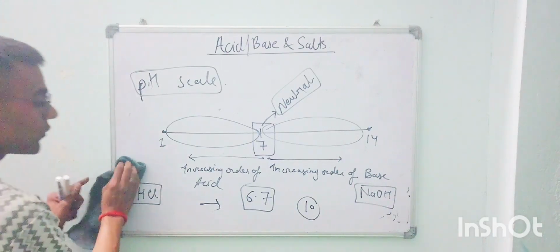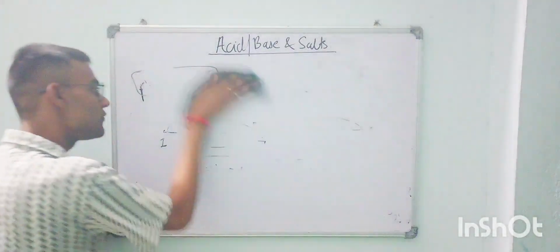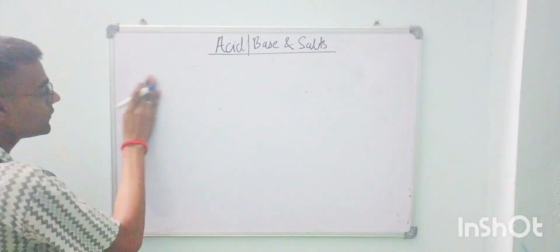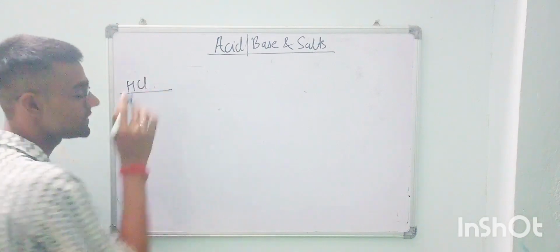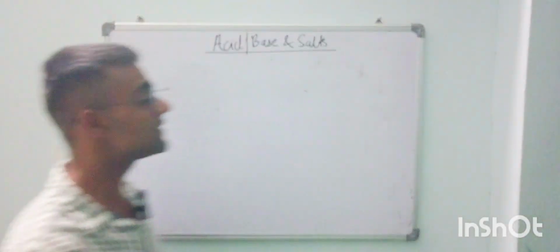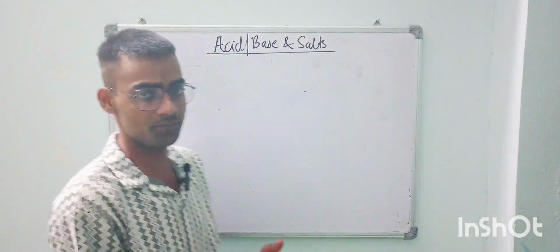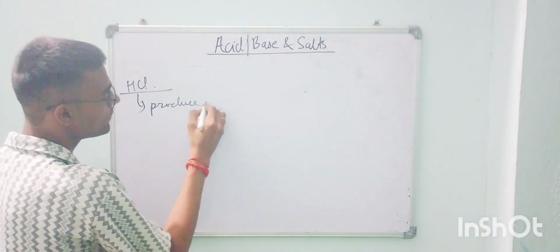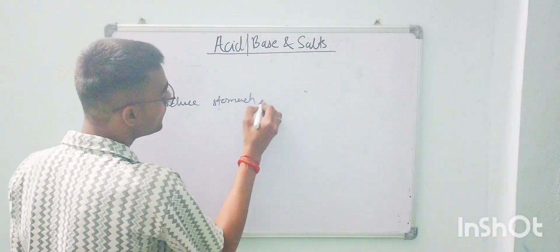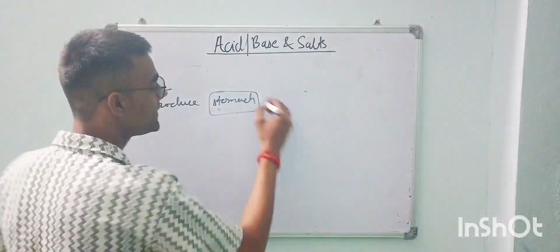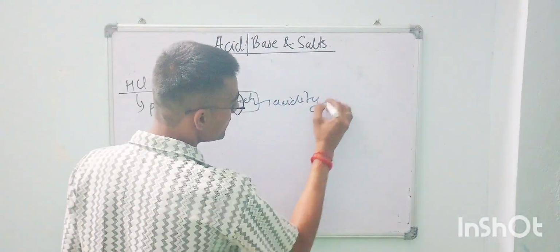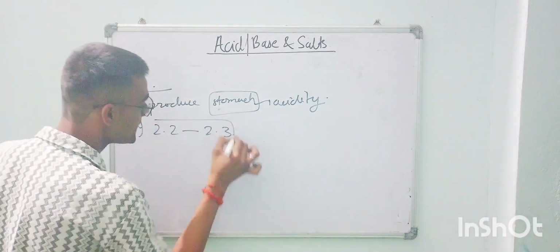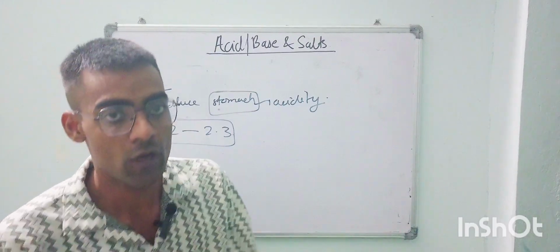Now we will discuss the acids separately: hydrochloric acid, sulfuric acid, and nitric acid. The first one we are going to discuss is HCl. Its name is hydrochloric acid. It is the strongest acid, and it is produced in our stomach. It produces the acidity in our stomach, and its pH value lies between 2.2 and 2.3.